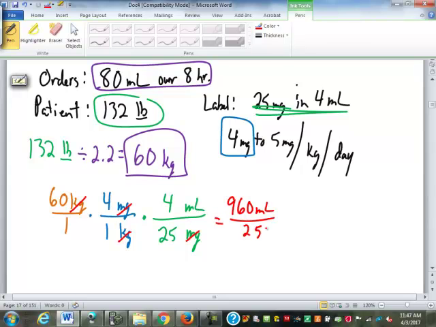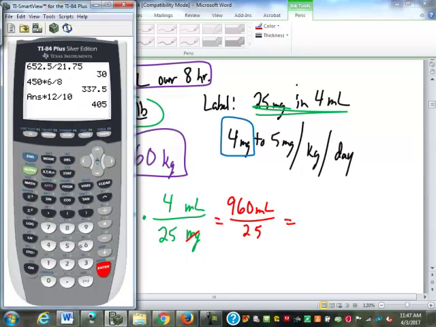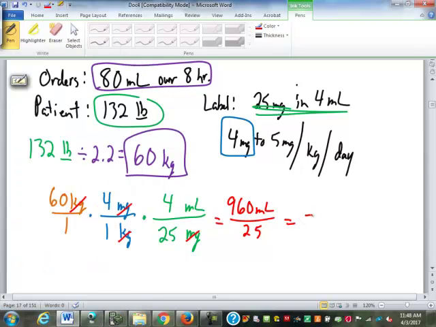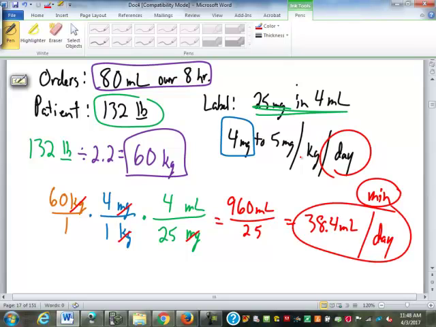over 25. Oops, about 25. And we're going to get 38.4 milliliters. That is per day is the minimum dosage. But now the doctor's orders are given every 8 hours, so we need to convert that into every 8 hours.